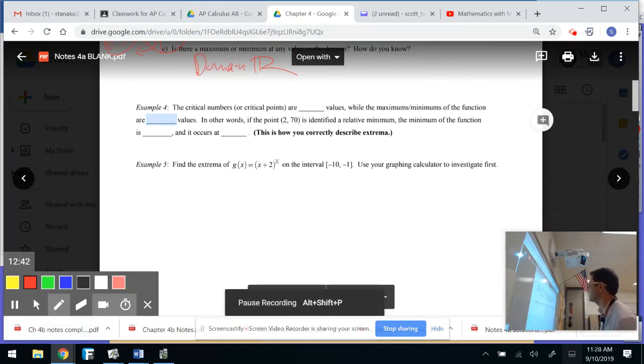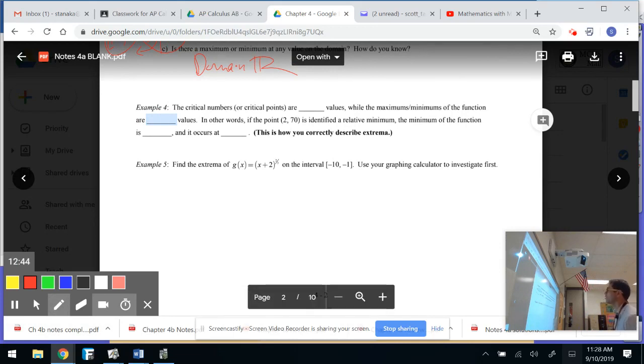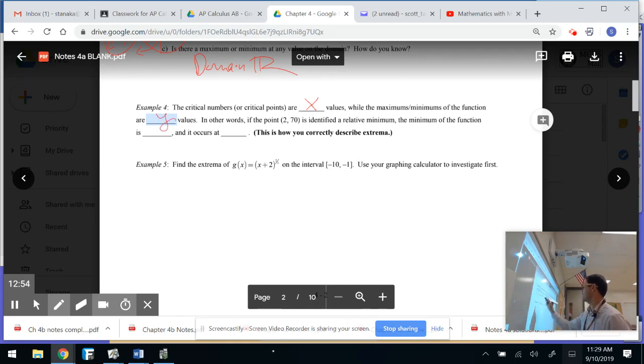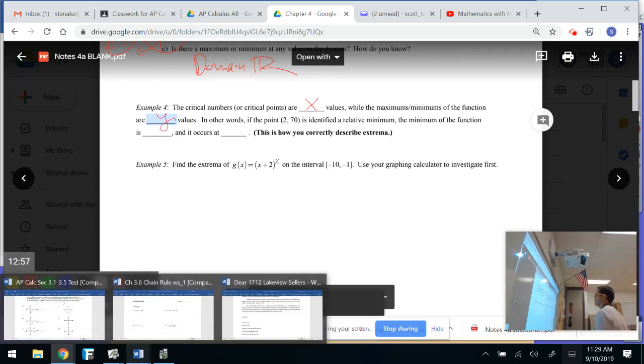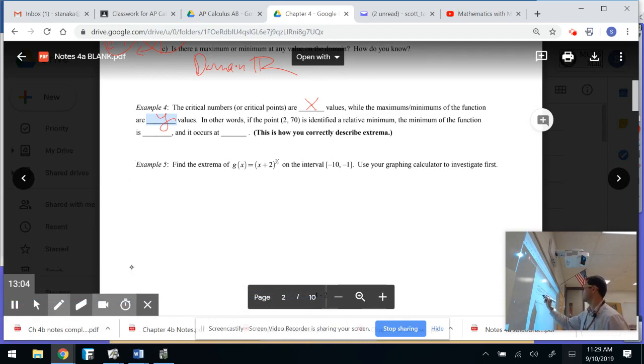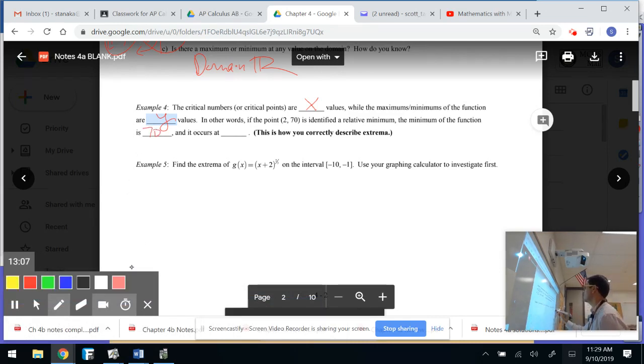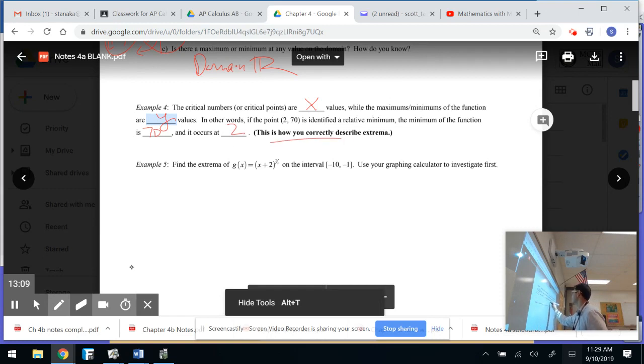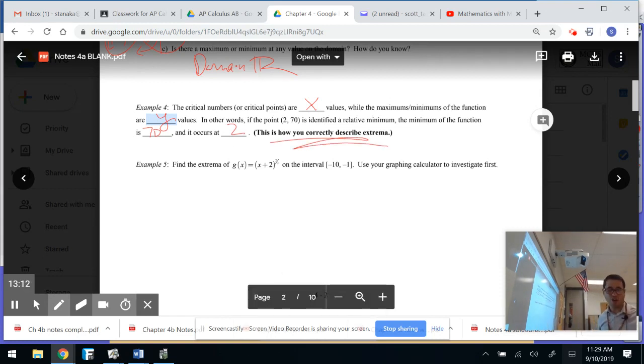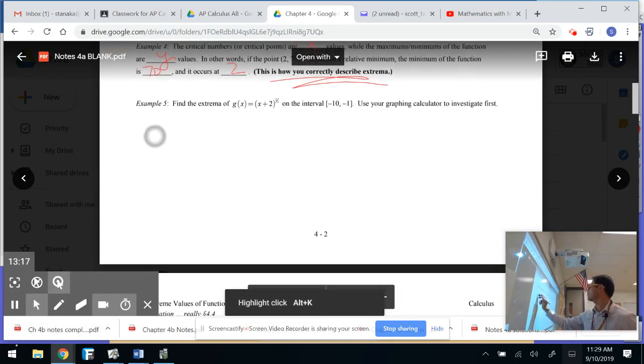Let's fill in some blanks. The critical numbers or critical points are, and this is very important not to get mixed up, x values, while the maxes and mins of the functions are y values. In other words, if the point (2, 70) is identified as a relative min, the minimum of the function is 70, and it occurs at 2. This is how we correctly describe extrema. And you have to be good with that. So practice with your language as you're going through these problems.